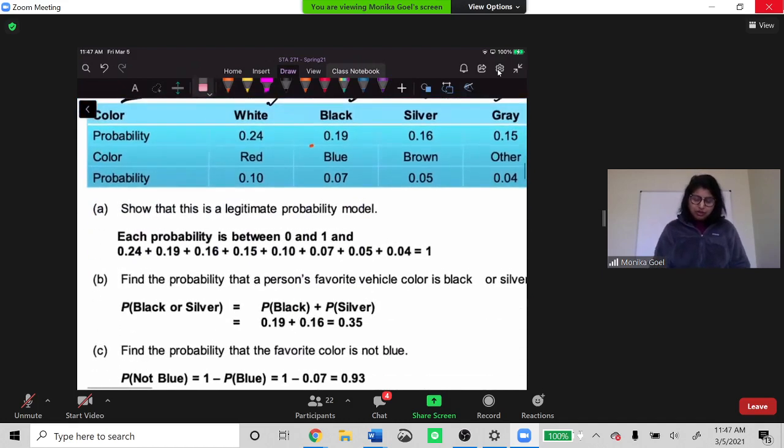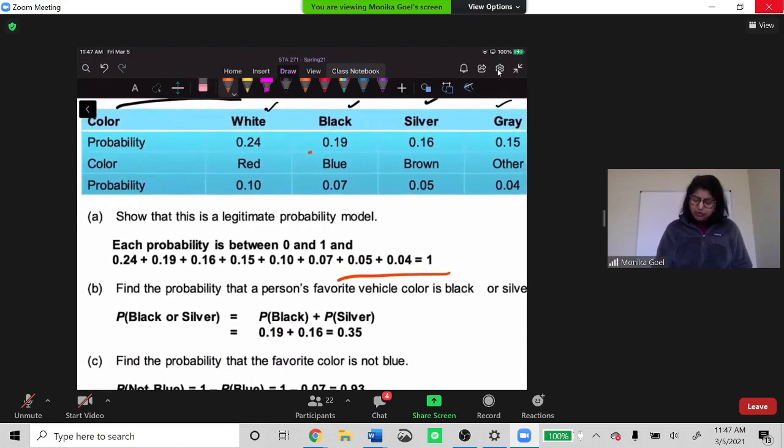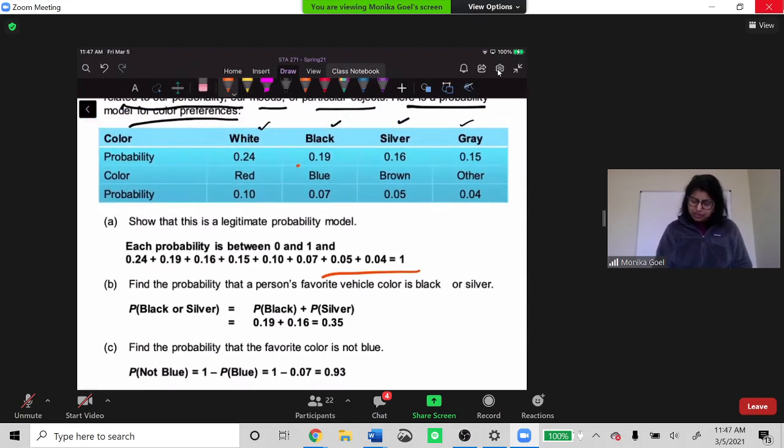So here it's solved for you. It says that each probability is between 0 and 1, and yes, it's satisfied. Now the next part is asking: what is the probability that a first person's favorite vehicle color is black or silver? You need to just concentrate on this. Or means what? We are looking at a union, either black or silver. So that's what I am looking for: the probability of black or silver.